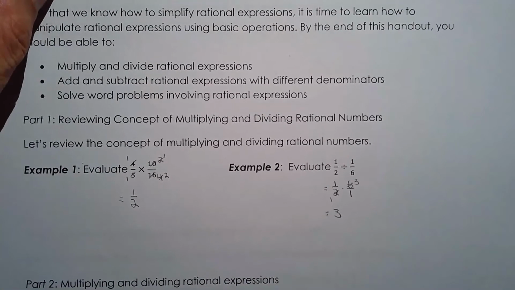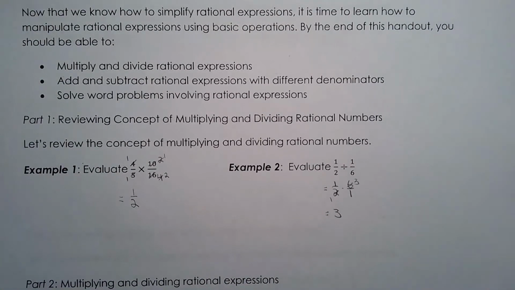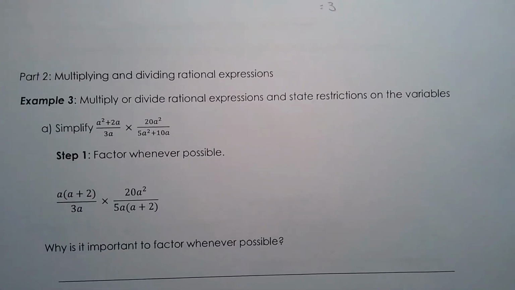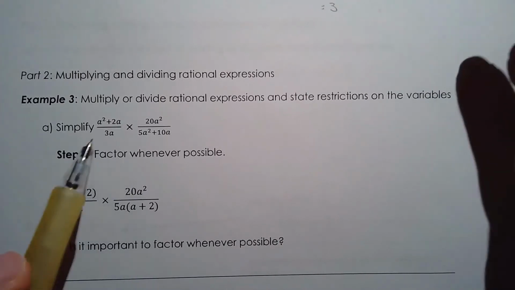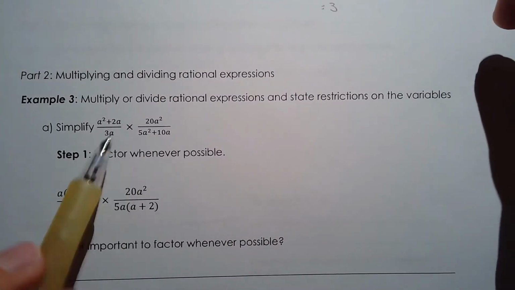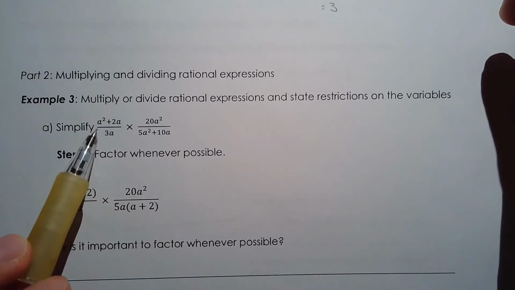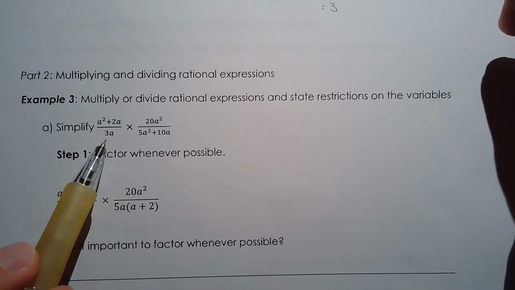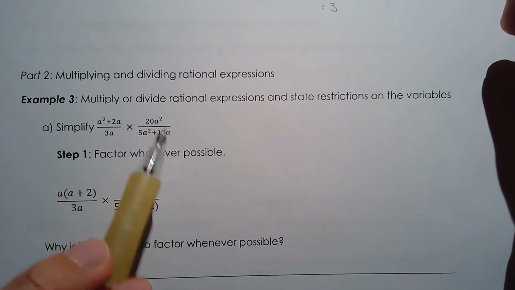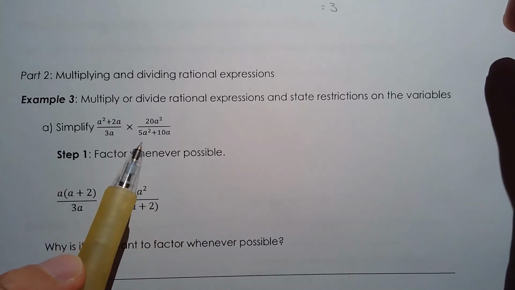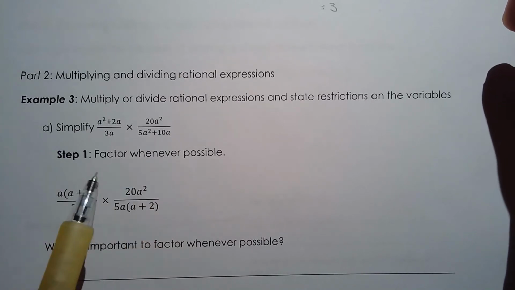All right, so time to work on some rational expressions. All right, so what do we have here? We have this nice rational expression. You have a squared plus 2a all over 3a times 20a squared over all of 5a squared plus 10a. And then the first step is to factor. So why is it important to factor whenever possible?